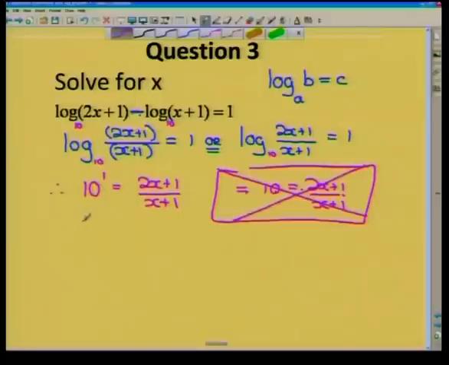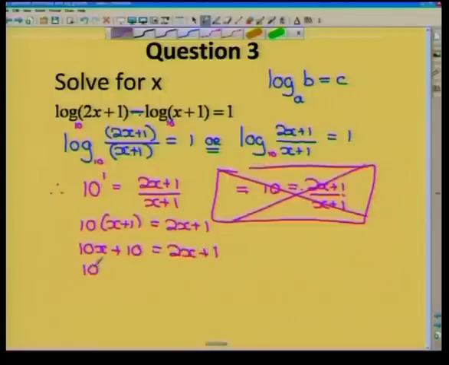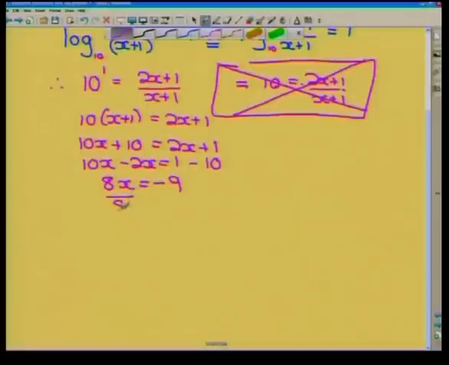Right, so now how do we solve this? We're going to times both sides by the denominator. So it's going to become that equals 2x plus 1. So that's going to be 10x plus 10 equals 2x plus 1. And so 10x minus 2x is equal to 1 minus 10, which means 8x is equal to minus 9. Let's get a little bit of space going here. Divide by 8, divide by 8. And so x is equal to minus 9 over 8.